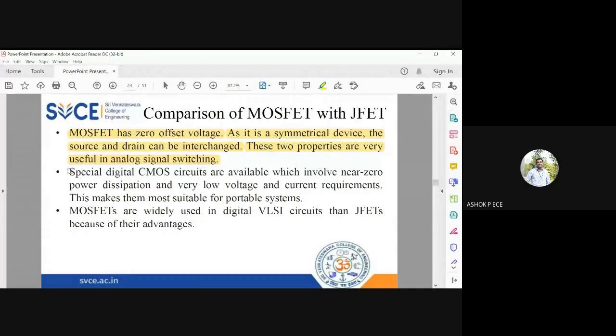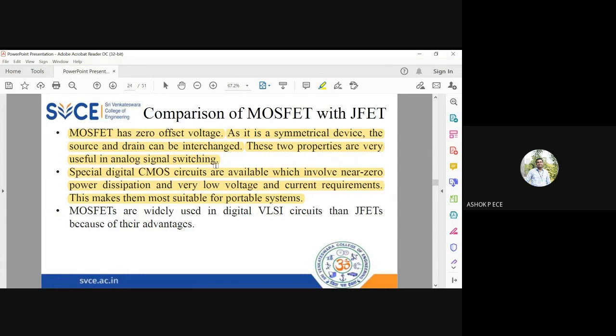So MOSFET is going to lead into a new set of devices called CMOS, complementary metal oxide semiconductor devices, which are going to have almost zero power dissipation and very low voltage and current requirements. So these systems are going to be more suitable for portable systems. So MOSFET is also outdated now. So now the world is into the family of CMOS. CMOS is complementary metal oxide semiconductor field effect transistor.